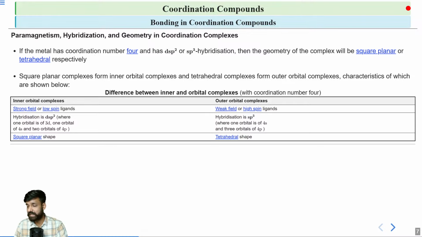So you can quickly take the example of [Ni(CN)4]2-. There we have Ni as d8 configuration because Ni is present in +2 oxidation state. Okay. Now moving on to the next.